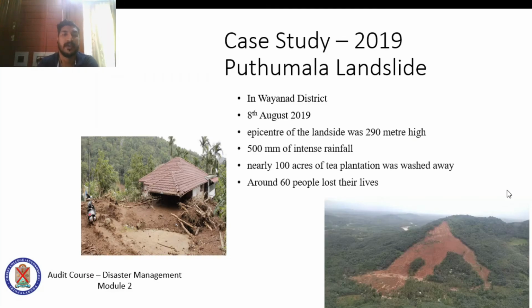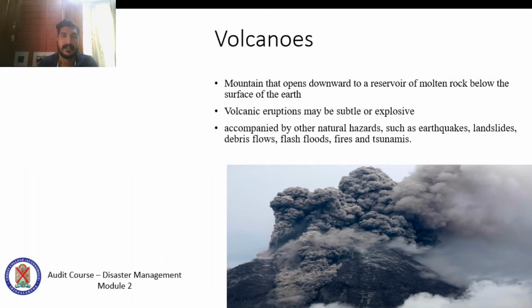So let's move on to the next type of natural disaster, which is volcanoes. We are not very familiar with the volcanic natural hazard. In India, there is only one volcano, which is present in the Andaman and Nicobar Islands. A volcano is a mountain that opens downwards to a reservoir of molten rock below the surface of the earth, or they act as a vent through which the molten magma reaches the surface of the earth. Unlike most mountains, which are pushed up from below, volcanoes are vents through which molten rock escapes onto the earth's surface.